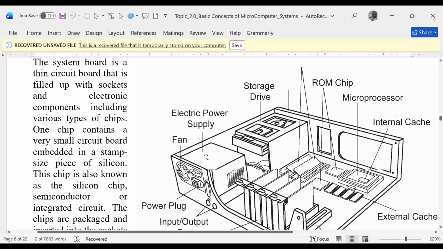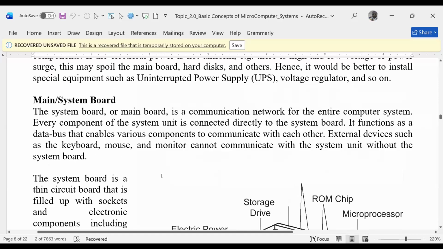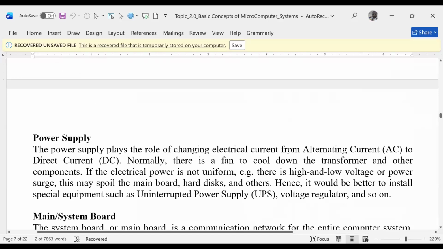You are aware that it uses electricity, and when you touch electricity, you can get shocked. But this power supply converts the alternating current, that is AC, to direct current, so that you can use it without shocking or any problem.